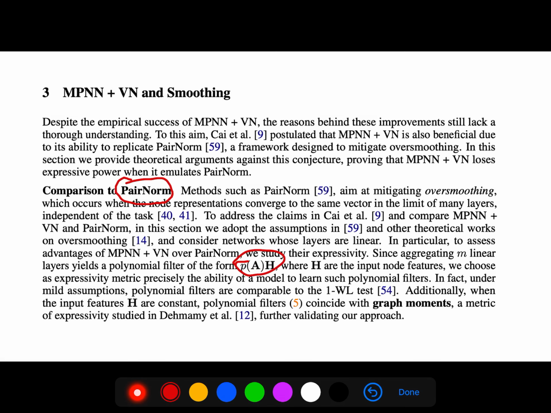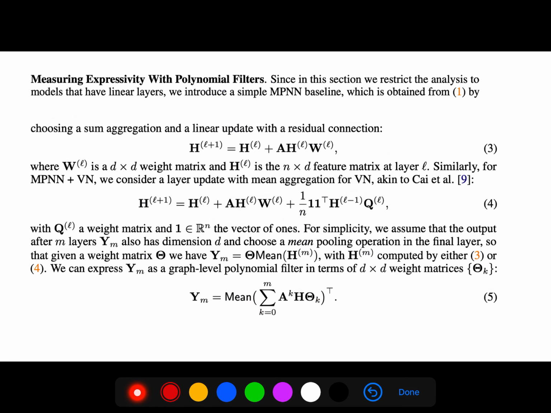In fact, under mild assumptions, polynomial filters are comparable to the 1-WL test. Additionally, when the input features are constant, polynomial filters coincide with graph moments, a metric of expressivity studied in this reference. So, measuring expressivity with polynomial filters.